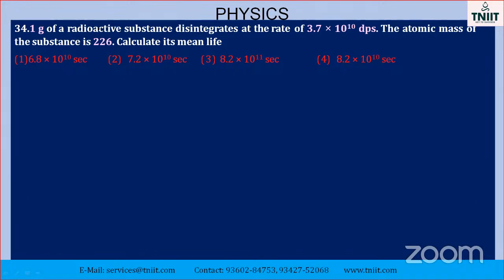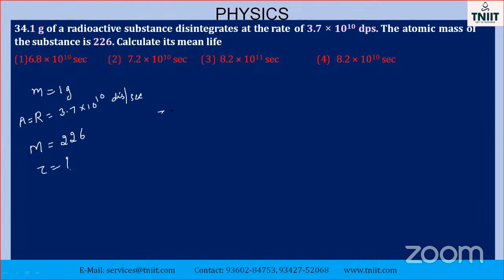What is given? Mass is given, 1 gram. The disintegration per second is given, 3.7 into 10 power 10. You can call it rate constant or activity. What is the atomic mass? Capital M, 226. What is the mean life?